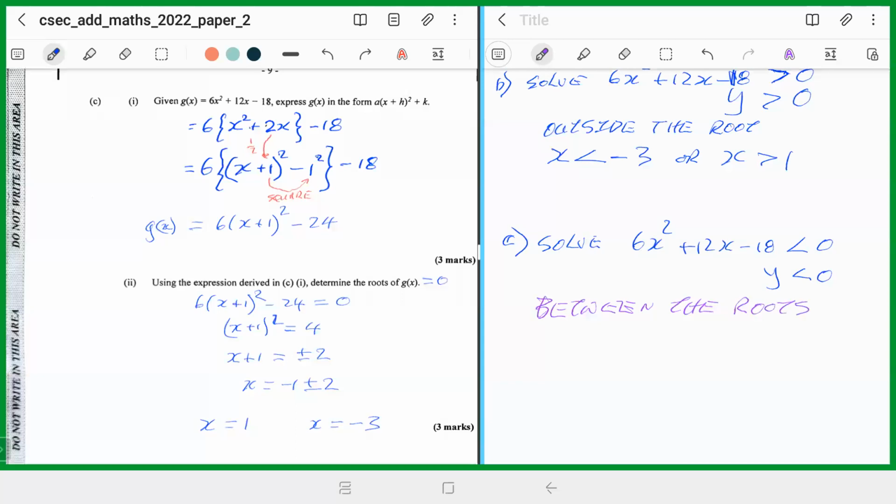Now, pure math students, we are going to have to do cubic inequality. When we do cubic inequality, what you'll find is that you'll end up having situations where one part of your answer is between two roots and outside another root.